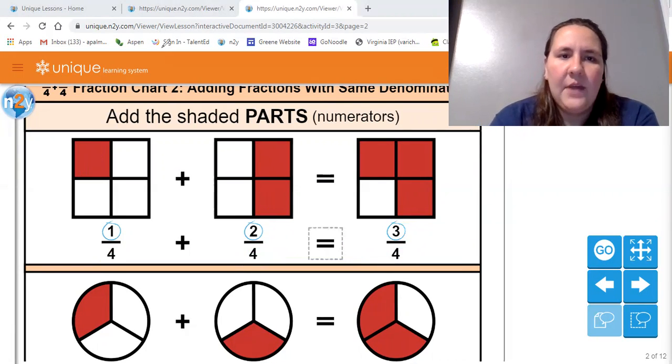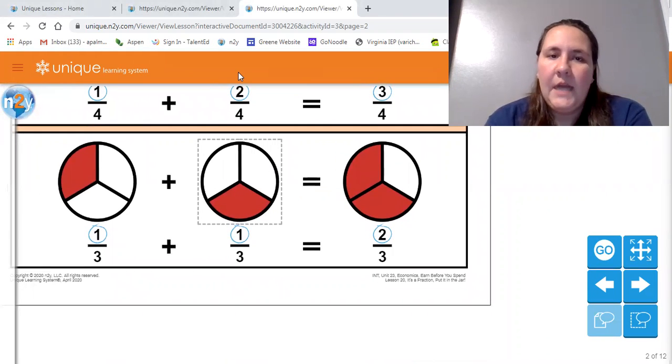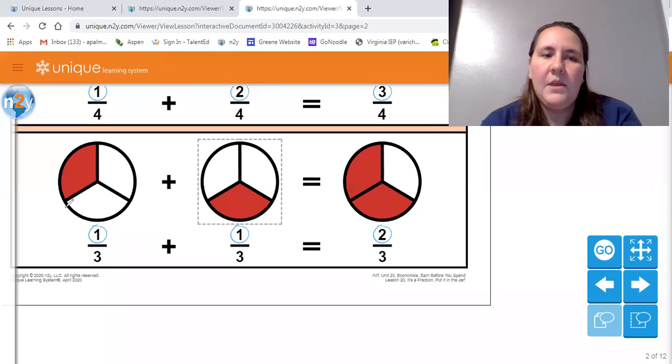Let's look at another one together. This is the same thing. So on the bottom in our denominator, we have 3 pieces in our whole, right? So my 3 is just going to keep going all the way over because we don't change the denominator. We're just adding it together, okay?